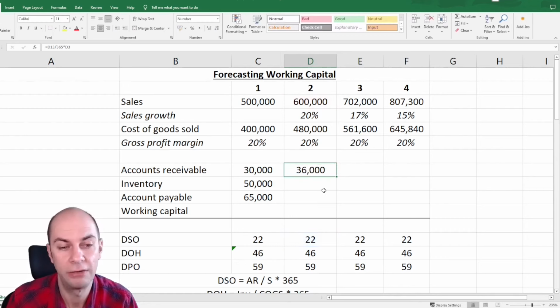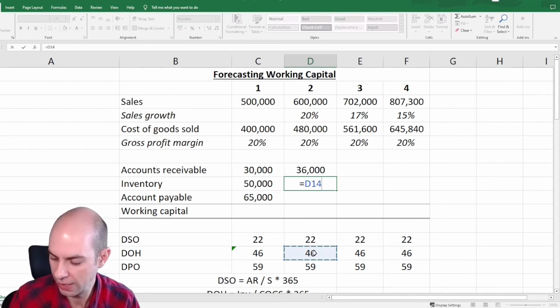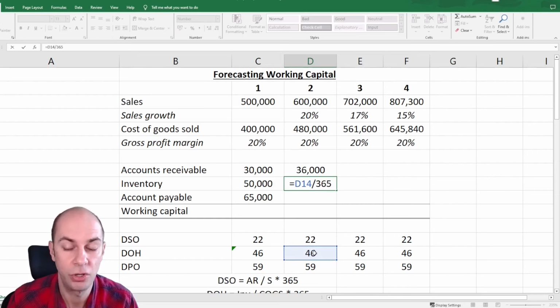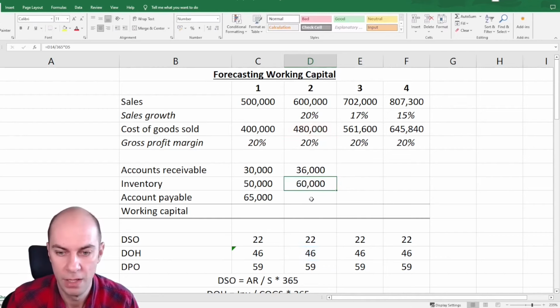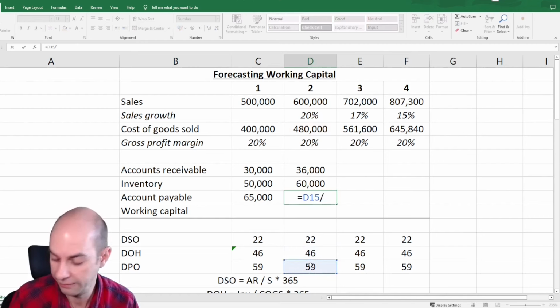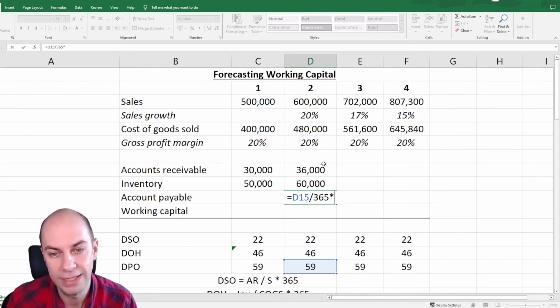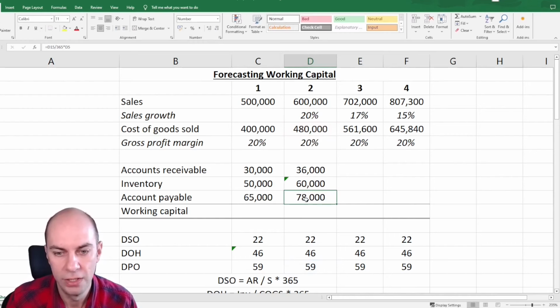So there you go, my accounts receivables for year 2 are 36. And then for inventory, I need to take DOH as a percentage of 365 and of course multiply this time by cost of goods sold. And for DPO, I will take 59 divided by 365. And again, I'm going to apply cost of goods sold. So there you go. I've got the numbers there.